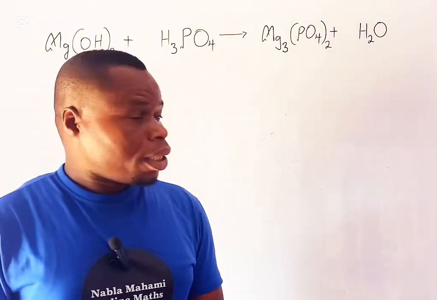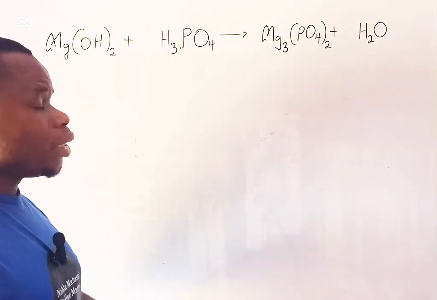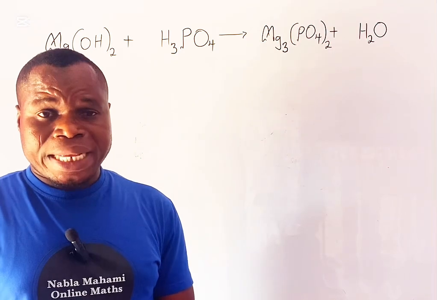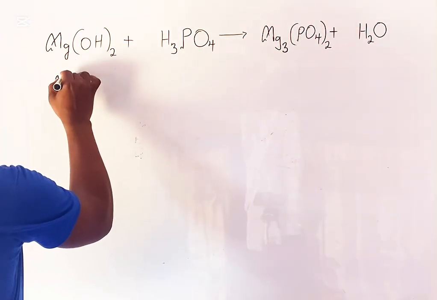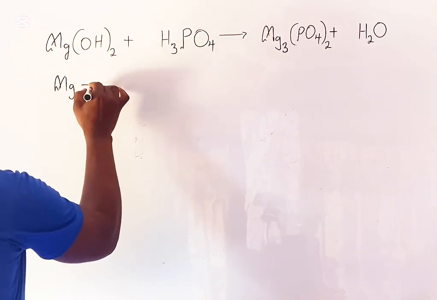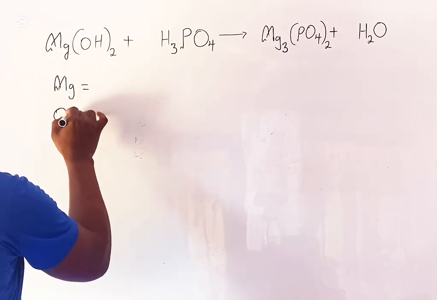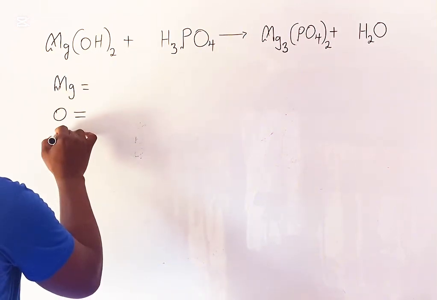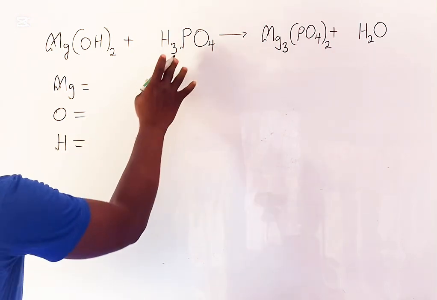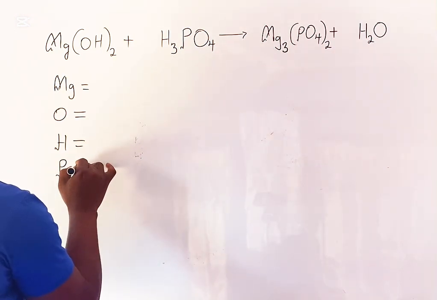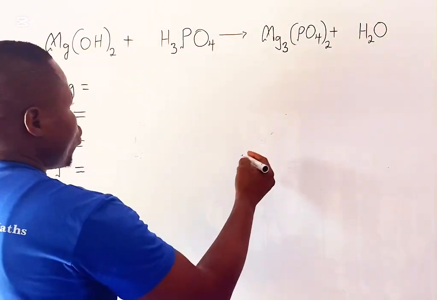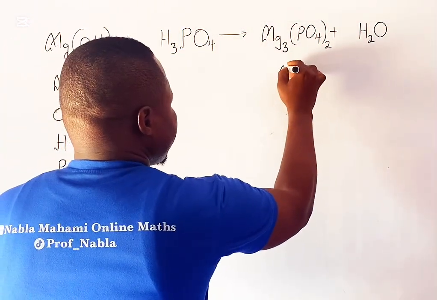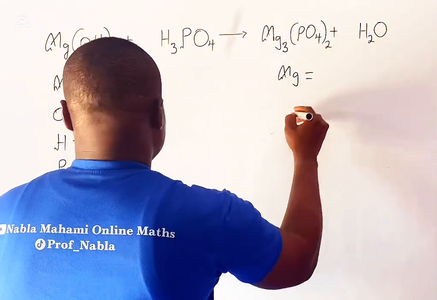The first thing is to list the elements in the reactants side. So here I have Mg, also have O. These are the elements. We have H and we also have P. Then we'll move to the product side and list the same elements.